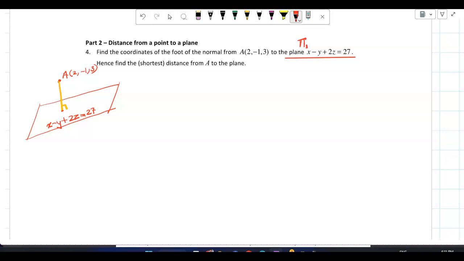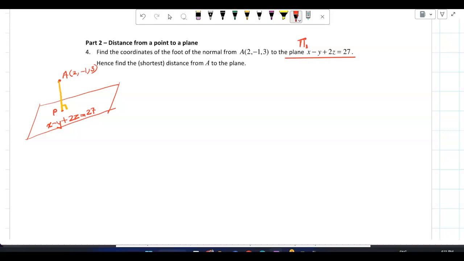Now, how do you do this? What are we trying to find? You're finding the foot of the perpendicular. You have to find the coordinates of P. So from this equation, can we find the two vectors on the plane using the equation that they've given us? The reverse of what we did earlier.